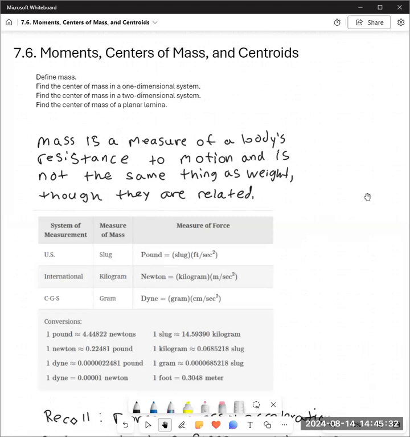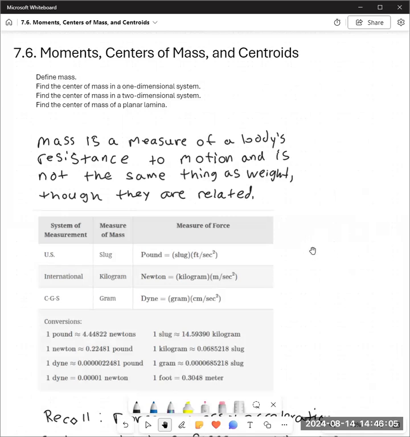So our objectives here are to find the center of mass of a one-dimensional system, to find the center of mass in a two-dimensional system, and to find the center of mass of a planar lamina. I've gone ahead, because the work is pretty time consuming here, and worked out all my examples. We're going to talk about some definitions and our units of measure in our first objective, and then go straight to some examples as we get to the definitions for the next objective.